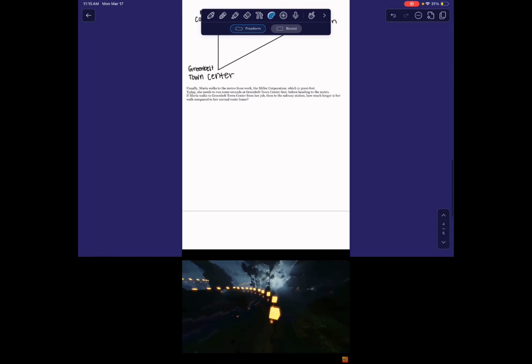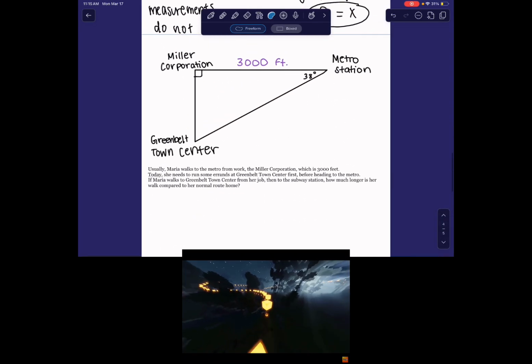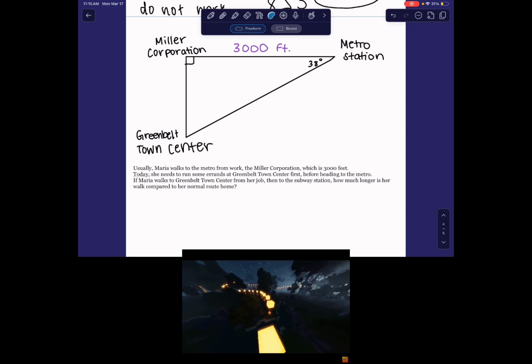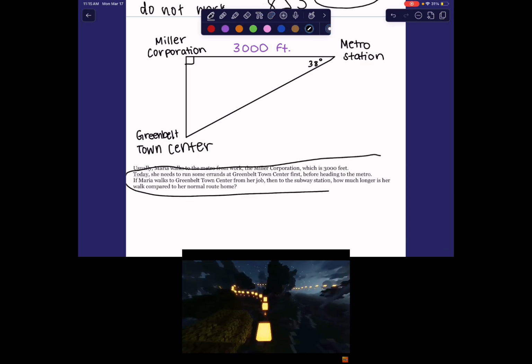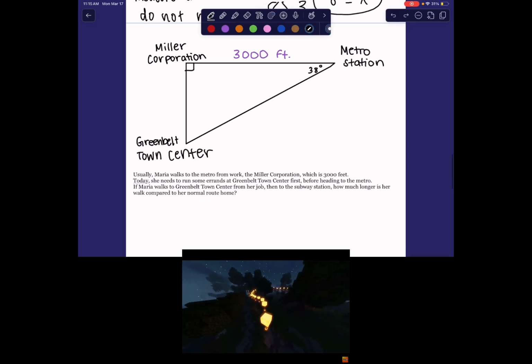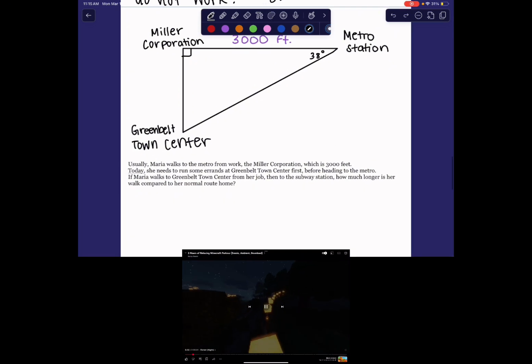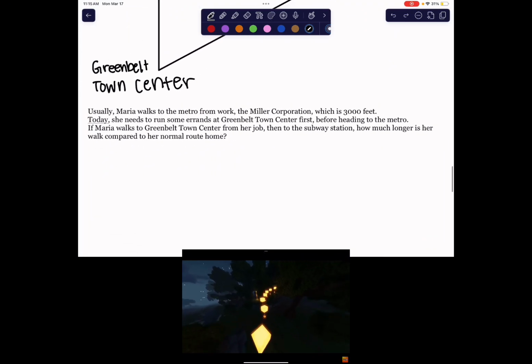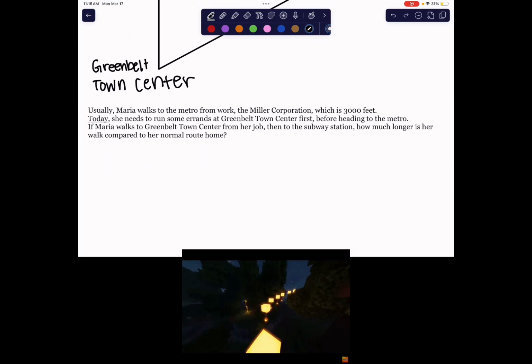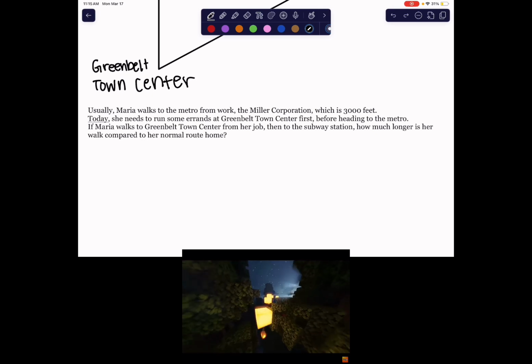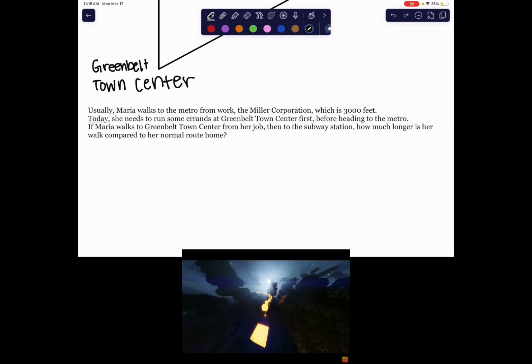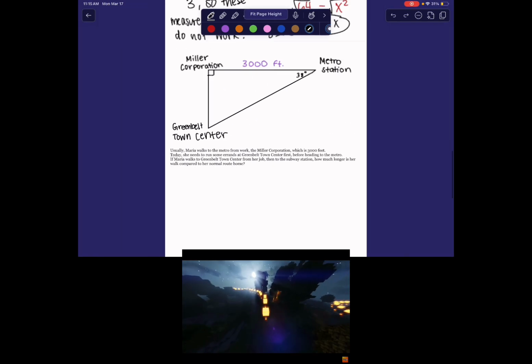Okay, next one. I actually put a little copycat word problem right here. So the picture's at the top, not at the bottom, which maybe is a little confusing. So let's zoom in on the word problem. And it says, usually Maria walks to the metro from work, the Miller Corporation, which is 3,000 feet.